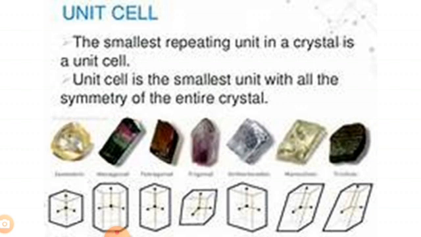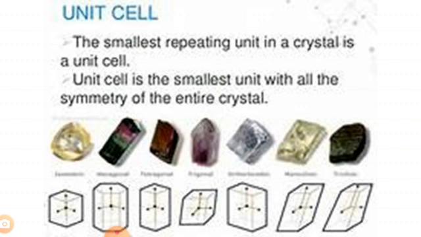If the crystal appears unchanged 2 times, then the crystal is said to possess a two-fold axis of symmetry. Similarly, if the crystal appears unchanged 3 or 4 times, then it is called a threefold or four-fold axis of symmetry. Okay, so this is the second point, that is axis of symmetry.